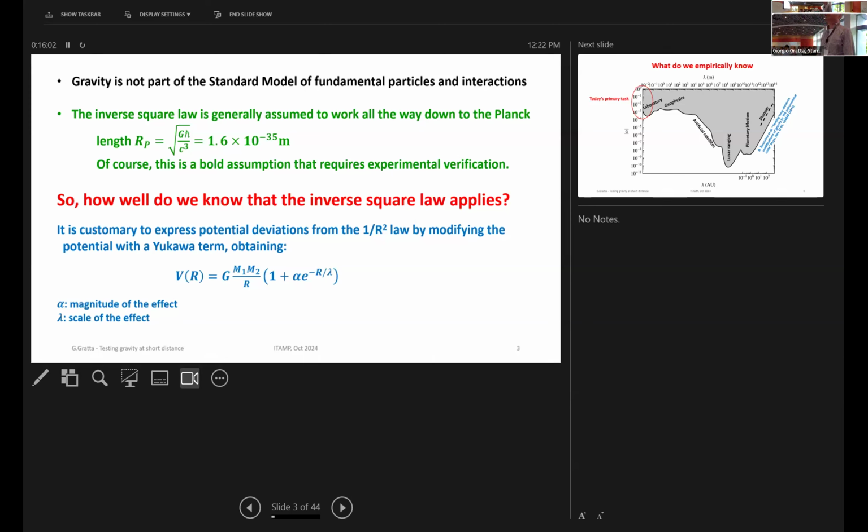one expresses it, and this is not the only way to do it, maybe not the most general, but it's a recognized way of describing anomalies, and that is to introduce a Yukawa term, that is this thing here, which has two free parameters. One is the strength of this correction term, and the other one is lambda, the scale at which it kicks in.